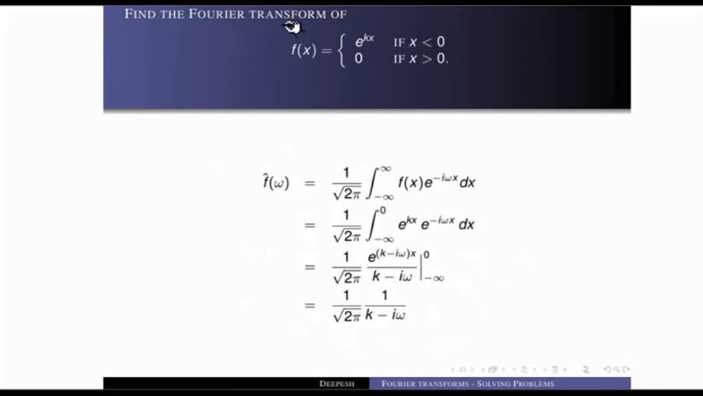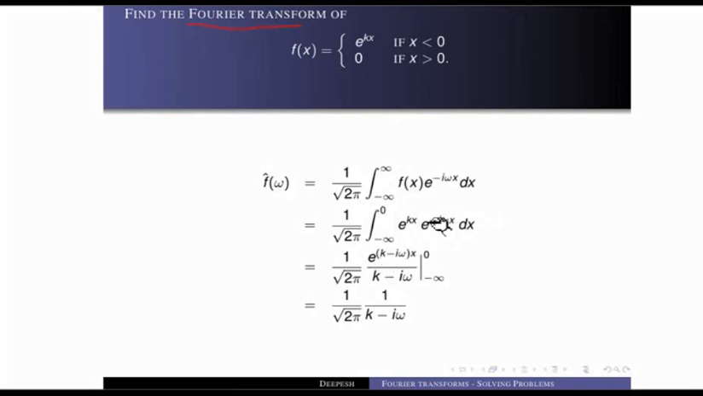Now we need to find the Fourier transform of f of x equal to e raised to kx for x less than 0 and 0 for x greater than 0. You should note that the function is given on the entire real line from minus infinity to plus infinity. So f cap of omega is equal to 1 by root of 2 pi, integral from minus infinity to infinity of the function into e raised to minus I omega x dx, where the function is e raised to kx in the negative region. So you need to integrate only from minus infinity to 0, because from 0 to infinity it is anyway 0. So you can take only the negative part and integrate it.